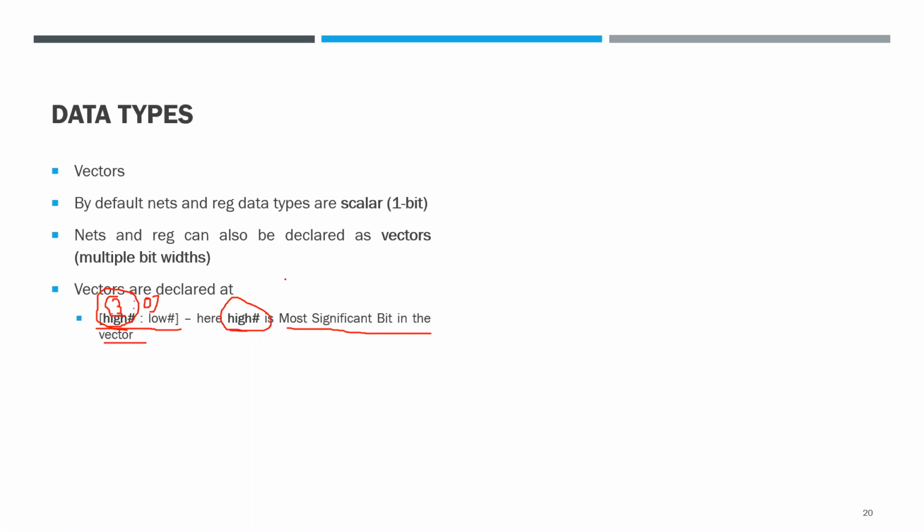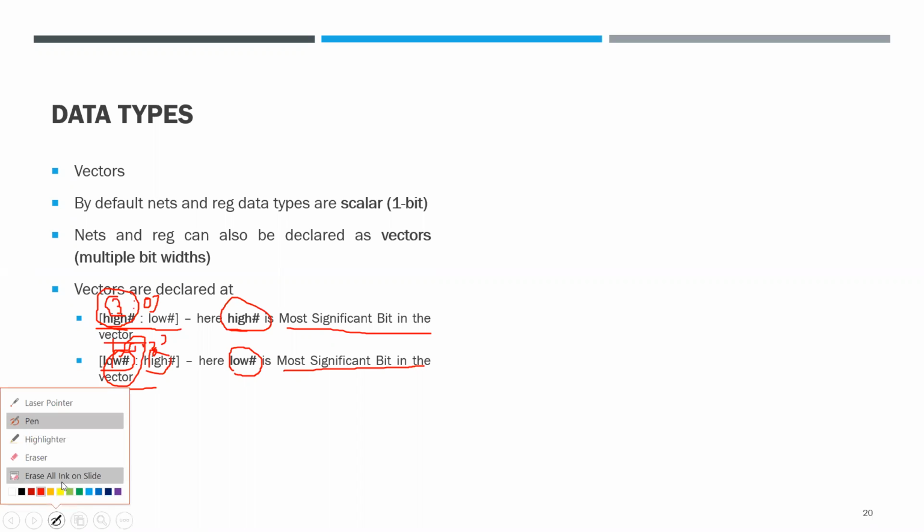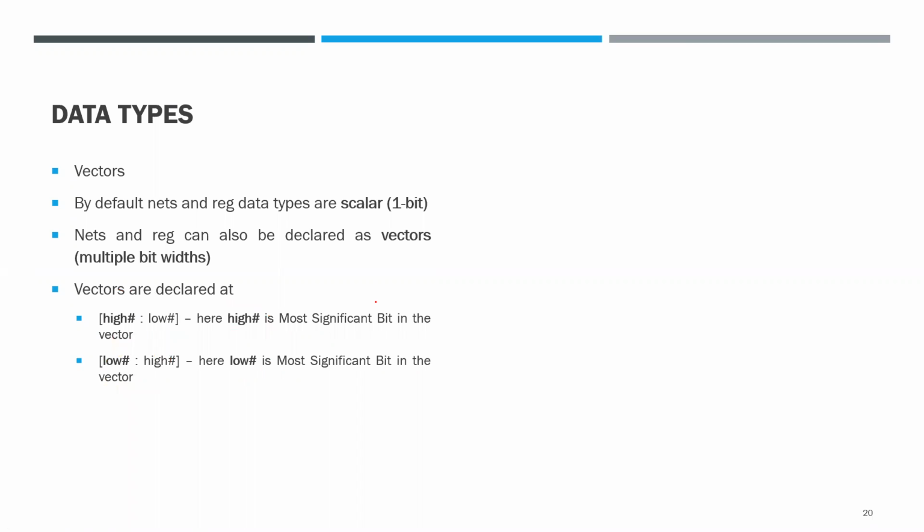It will be the most significant bit in the entire vector. Even I can have the other way around. I can specify a low number and then the high number. But whatever number you are specifying over here, it will be acting as the MS bit. That is, I'll write it as 0 to 3. So this one will be holding the MS bit location. Low number is the MS bit. Here we'll just see an example also.